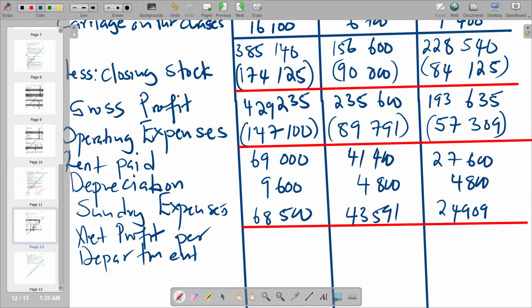So to get our net profit per department, we're going to say our gross profit minus our operating expenses. So we do that for the totals column, and the answer that we're supposed to get here becomes 282,135. So since it's a positive answer, we should leave it like that. If it's a negative, you're supposed to put it in brackets, and it will be now a net loss. So in this case, we've got a positive, which is a net profit. So we go to the second column, whereby we are going to say 235,600 minus 89,791, and you're going to get 145,809.